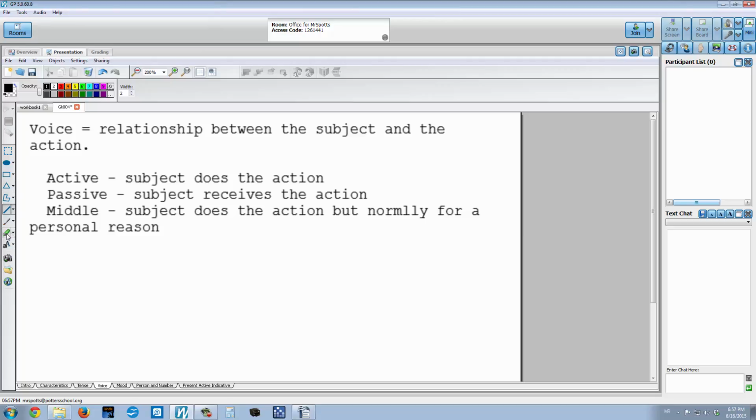So, for instance, although this hurts a little bit, the dog bites me. The dog is the subject, and the dog is the one doing the action. I'm the one receiving the action. It's an active voice sentence. The dog bites me. The passive voice, on the other hand, in Greek, just as it is in English, the subject receives the action. So I am bitten by the dog. I am the subject, but I'm not doing the action, the biting. I'm receiving it, and so it's in the passive voice.